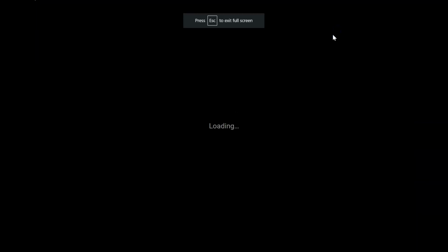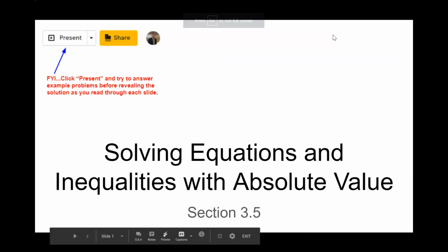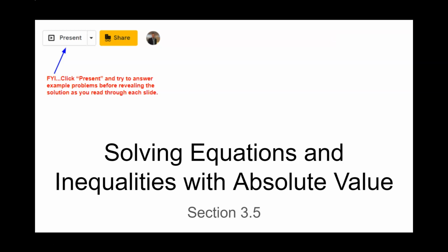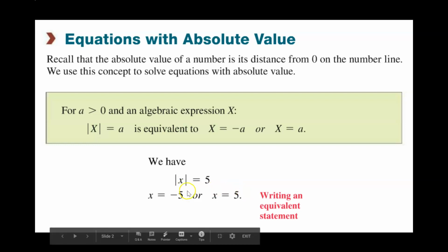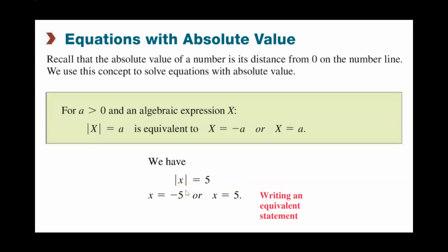So with this section, we're going to be discussing chapter 3, section 3.5, solving equations and inequalities with absolute value. Equations with absolute value, this is where we have the two straight lines or bars around the equation. Those are called absolute values.